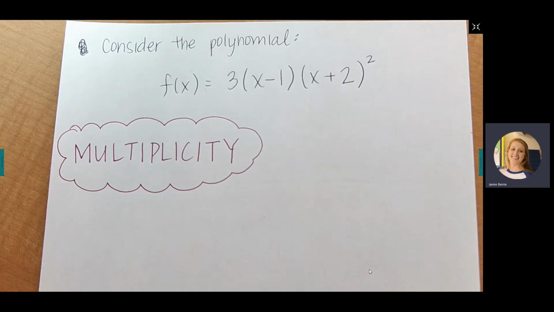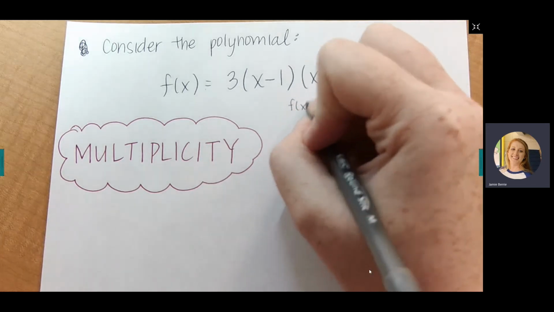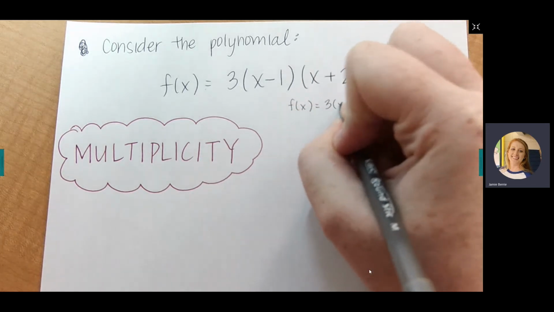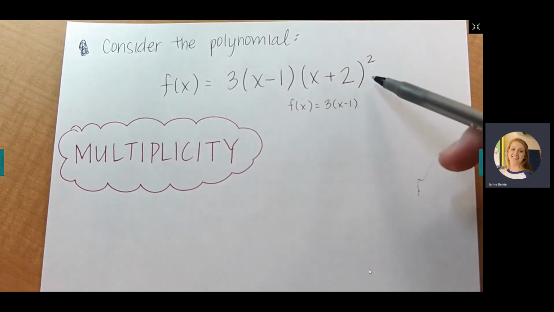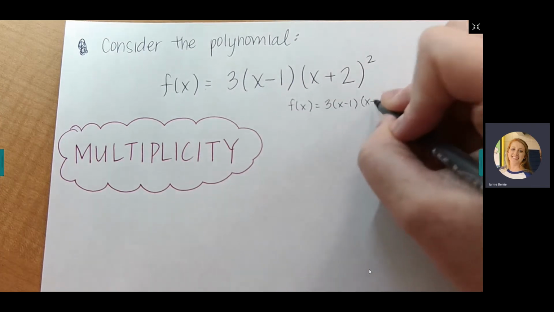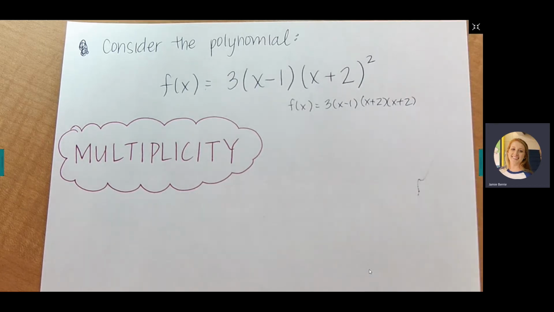Now, you could make this look just like the last polynomial, just by writing out f of x equals 3 times x minus 1, x plus 2 squared. Remember back when we would FOIL stuff out, we would write it as x plus 2 times x plus 2. And now it perfectly matches up with the polynomial we just did.